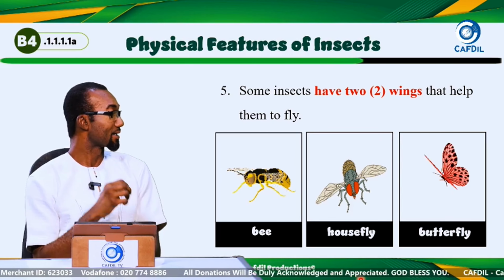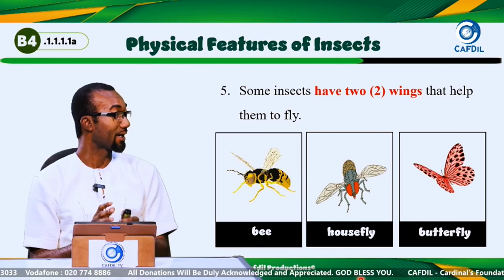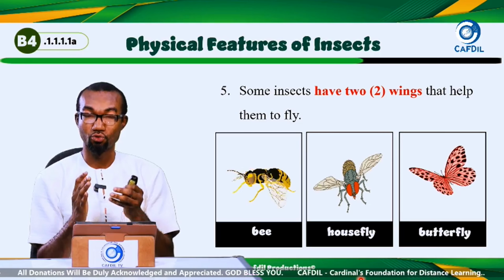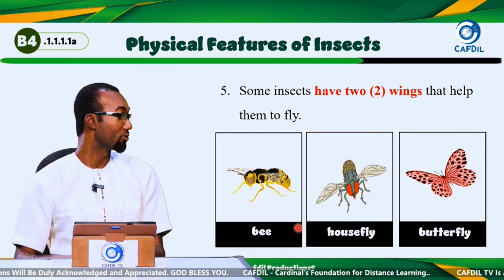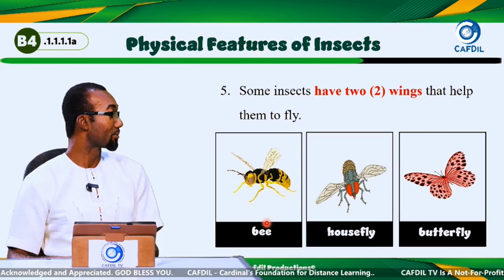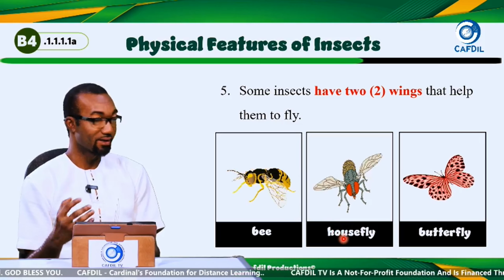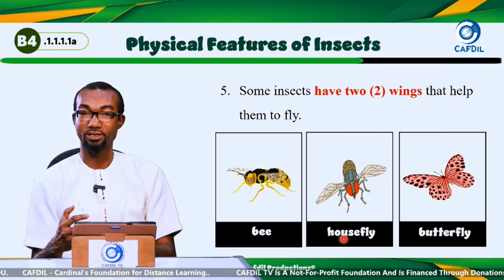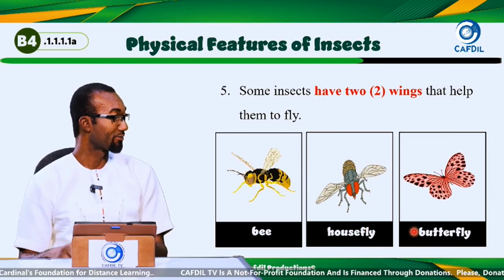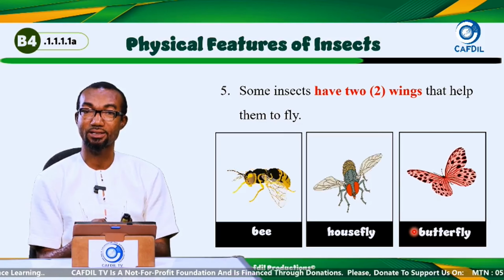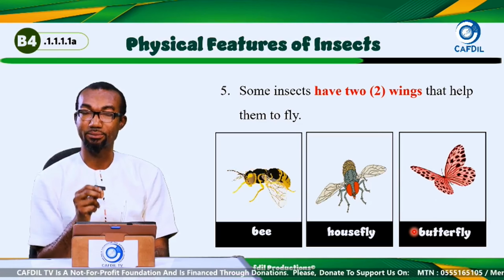The next one is that some insects have 2 wings that help them to fly. So if you look at the bee is an example of an insect with wings, and they use it to fly. The housefly, they have 2 wings that they use to fly. You have the butterfly, they also have 2 wings that they use to fly. So some insects have 2 wings that help them to fly.